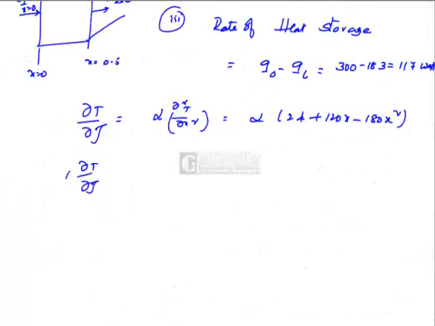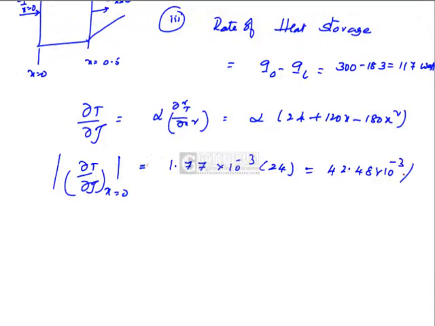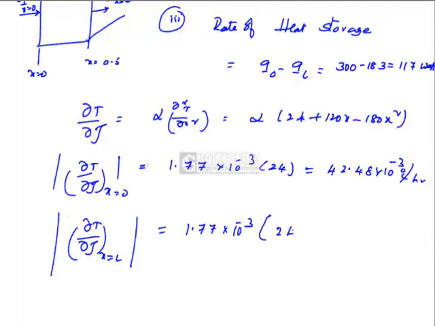Therefore, ∂T/∂τ at x = 0, that is the rate of temperature change at x = 0, will be obtained as 1.77 × 10^-3 × 24, that is 42.48 × 10^-3 degrees centigrade per hour. Similarly, the rate of temperature change at x = L is 1.77 × 10^-3, that is alpha. Put x = 0.5 in the above equation. We will be getting 69.023 × 10^-3 degrees centigrade per hour.